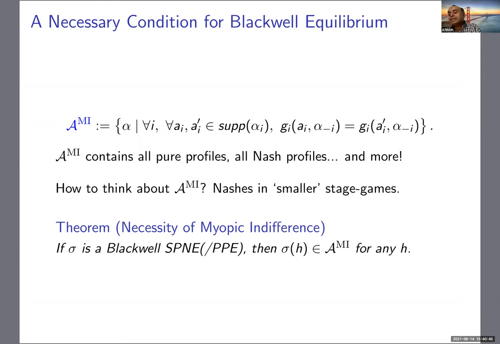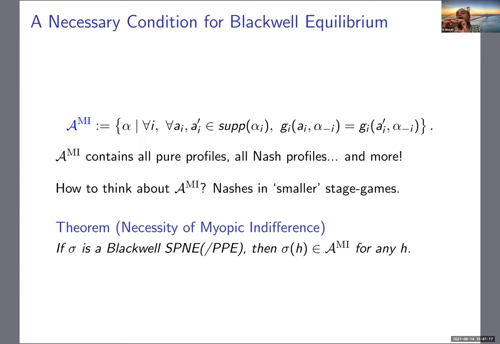But there are more things in it, not just Nash and pure, okay? Now, why are there more things in it? Well, you can think about script AMI as Nash equilibria in smaller stage games. Nash equilibrium says, whatever you're mixing over, you must be indifferent over. So suppose this is your support, you must be indifferent over things in your support. And these have to be better responses than things outside the support. But now we want to remove the condition that things outside the support have to be worse responses.